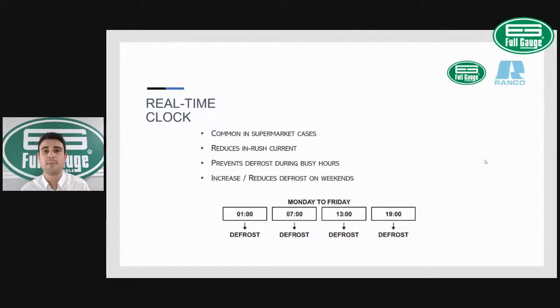Another nice feature about the real-time clock defrost is the possibility to set weekly and weekend defrost cycles. For example, a refrigerated warehouse that does not work on the weekends, since it does not work on the weekends, you won't have door opening and closing. So it is likely that you can reduce your defrost cycles from 6 to 4 defrosts a day, for example. So the real-time clock defrost provides you such flexibility to adapt the defrost to when is the most convenient time for it.